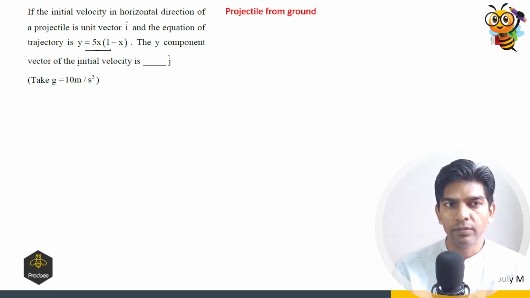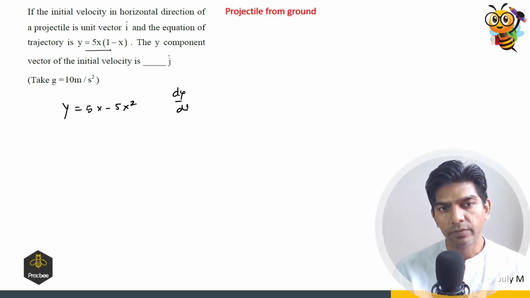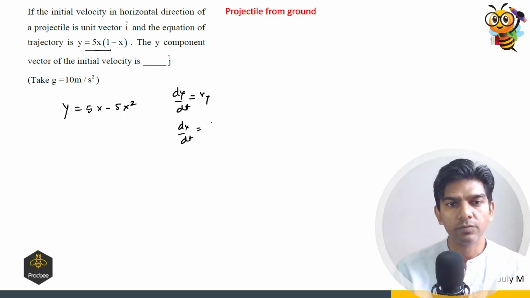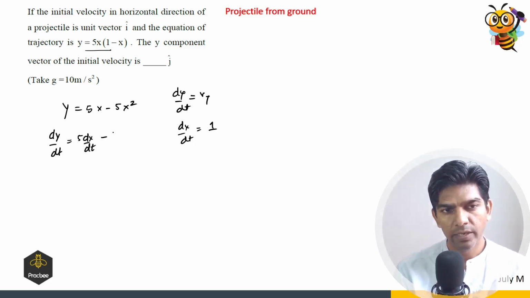So we have to find the y coordinates. So what we can do, we have y is equals to 5x minus 5x square. So dy by dt will give us the y component, that will be vy, and dx by dt is the x component, which is given as 1. So if you differentiate this with respect to time, dy by dt is equals to 5 times dx by dt minus 5 times 2x dx by dt.